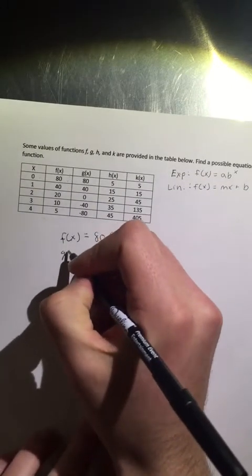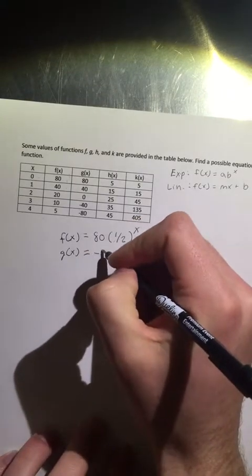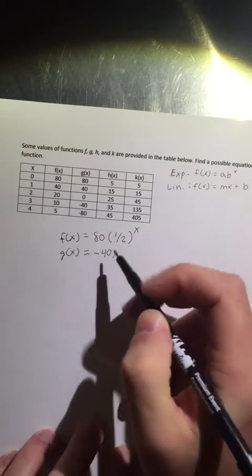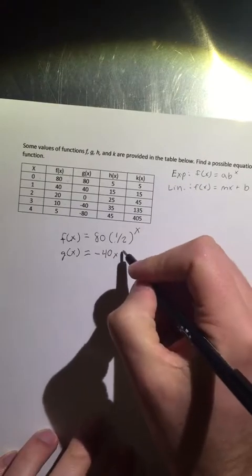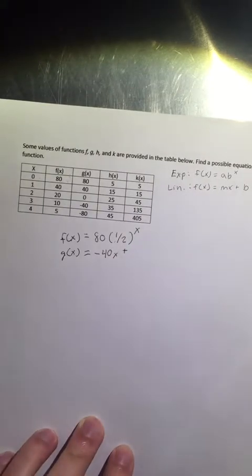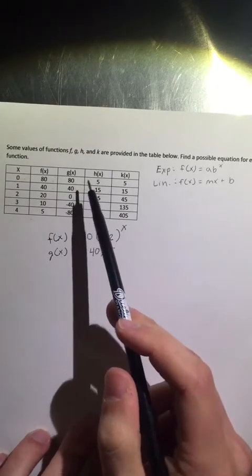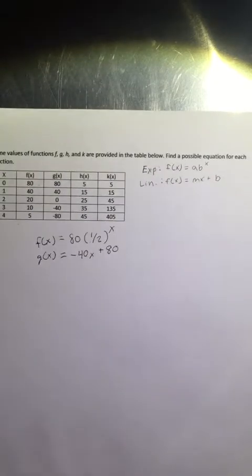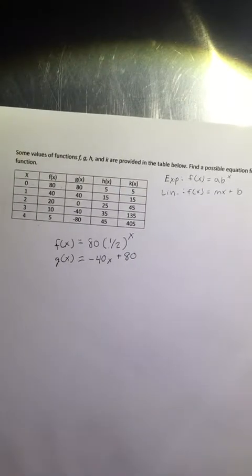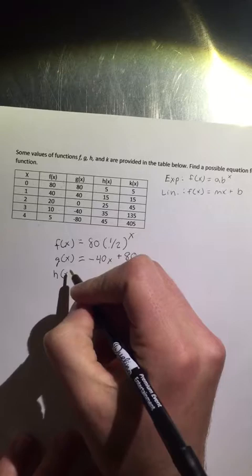So we'll start off with g of x equals -40x, because we're going down 40 every time. And then, which is different than the exponential equation, this b is going to be our initial value, so it's going to be 80. So this linear equation is going to be g of x equals -40x plus 80. Alright, we'll do the h of x next.